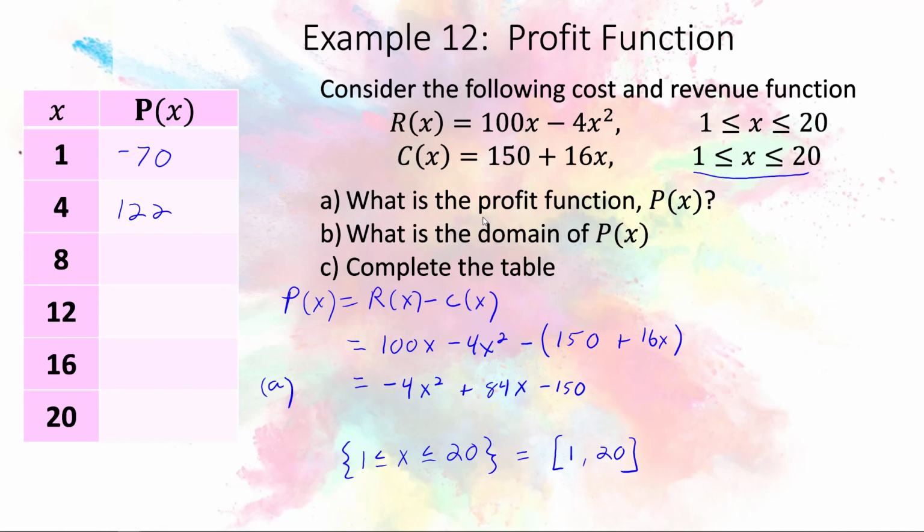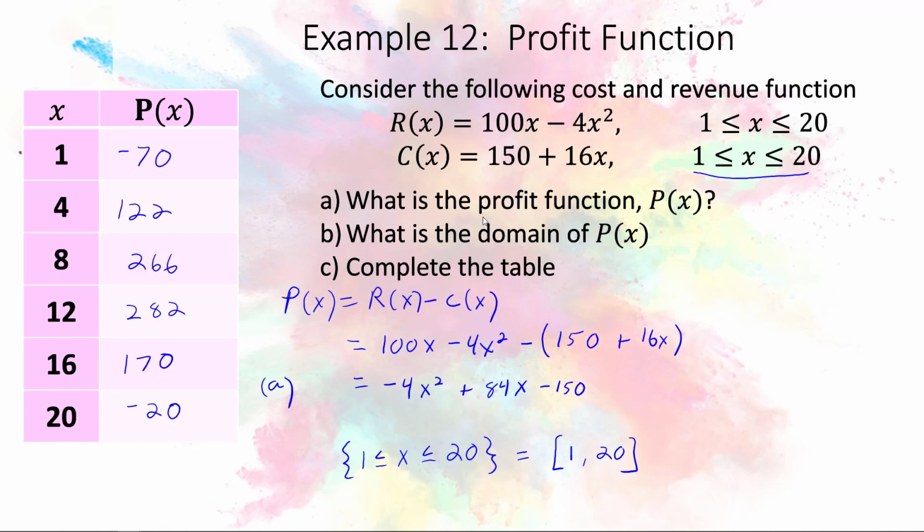All right. If you produced 8, you will make $266. If you produce 12, you are going to make $282. We like that. However, if you produce 16, you are only going to make $170. And if you are going to produce 20, you are once again going to lose money.